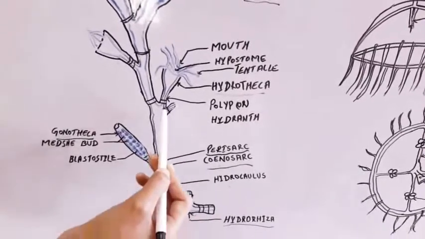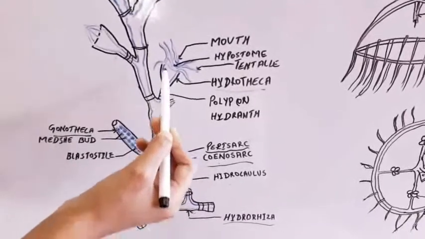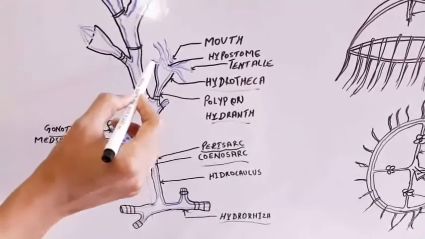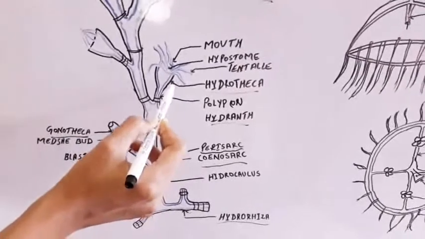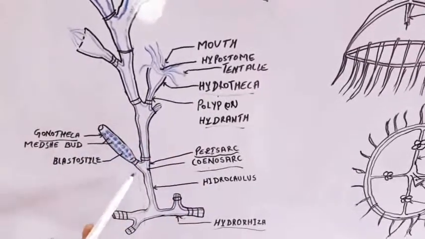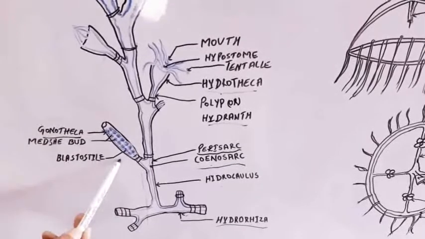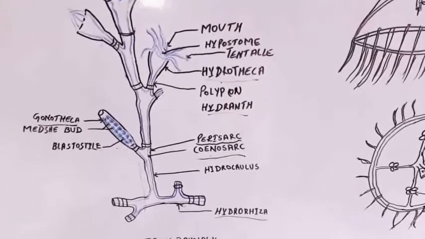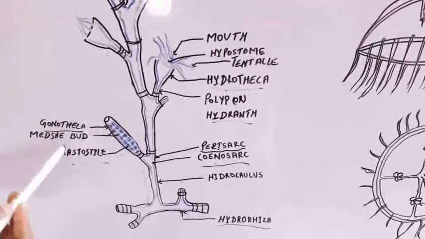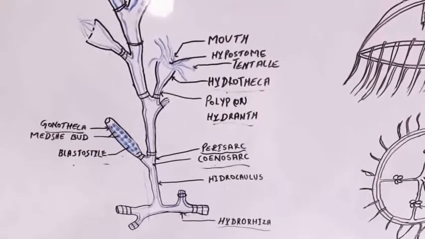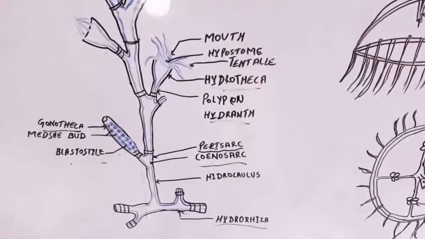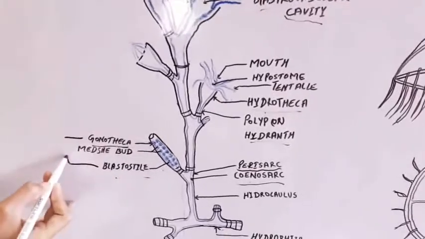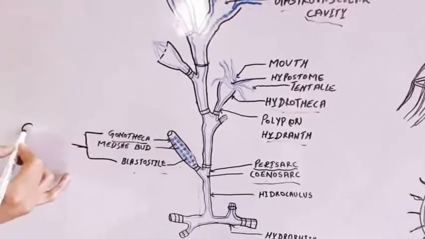This perisarc covers the polyp, which is also called a hydranth, or also called a gastrozooid. Here the perisarc covers the polyp, that is called the hydrotheca, and the perisarc also covers the blastostyle, that is called the gonotheca. The blastostyle and gonotheca, these two together are called the gonangium.